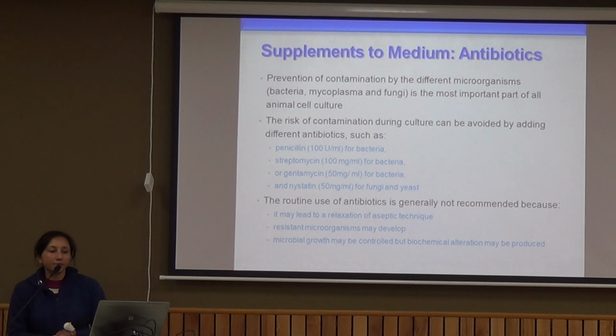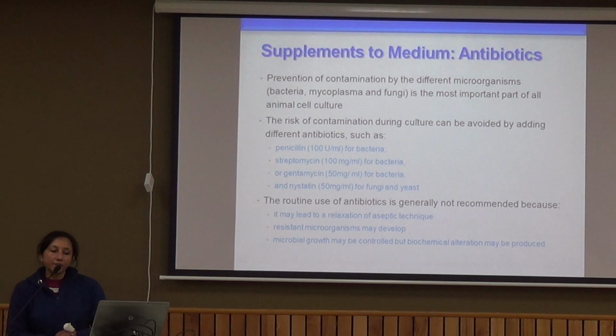So prevention of contamination by different microorganisms, bacteria, mycoplasma, fungi is the most important part of all animal cell culture. The risk of contamination during culture can be avoided by adding different antibiotics such as penicillin, streptomycin, gentamicin, nystatin.